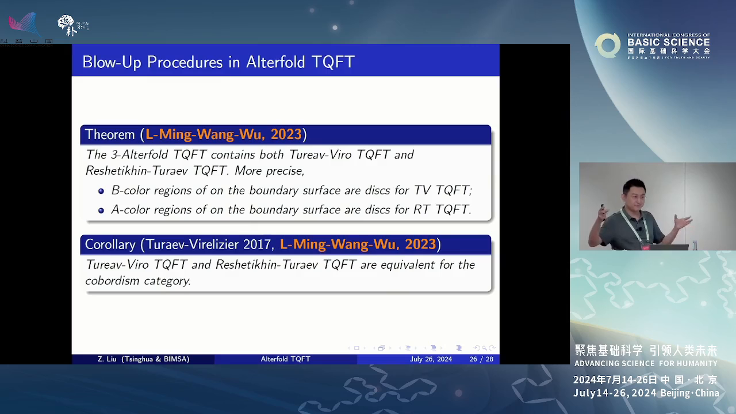But certainly there are surfaces with boundary condition where neither A nor B can be contractible. So there are actually additional boundary conditions. And those are indeed very interesting.